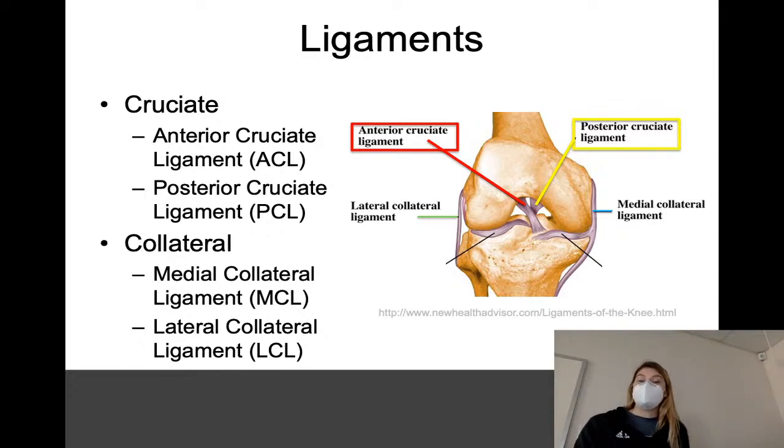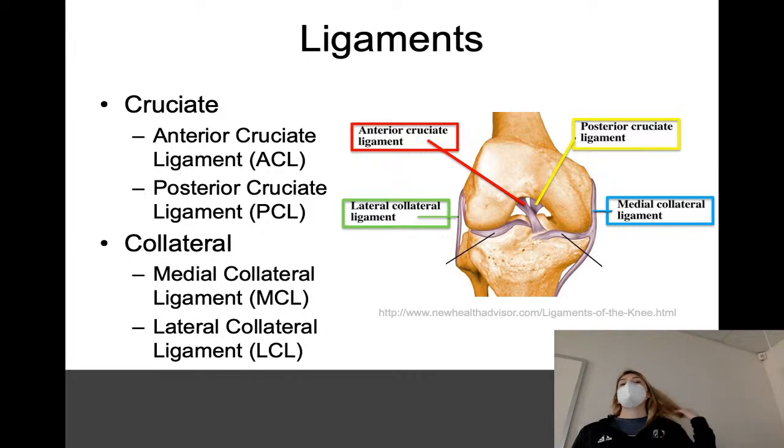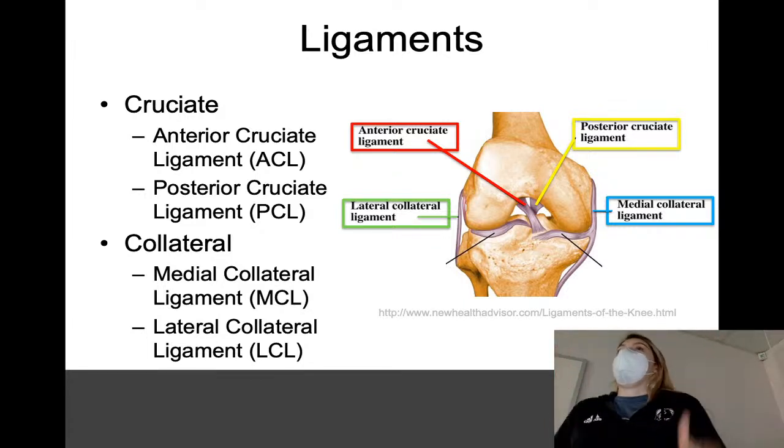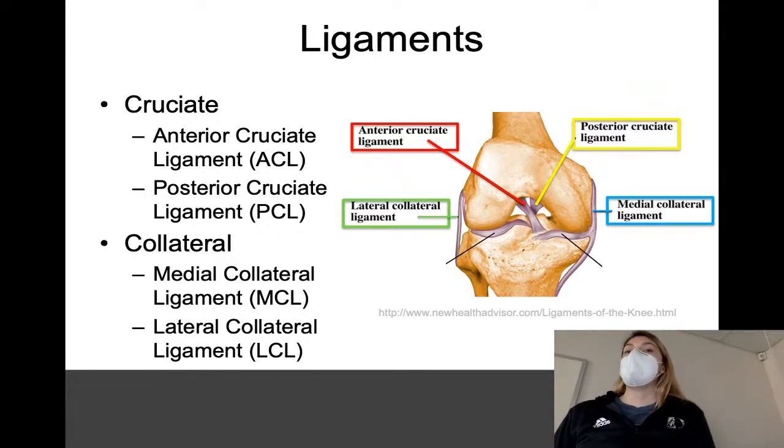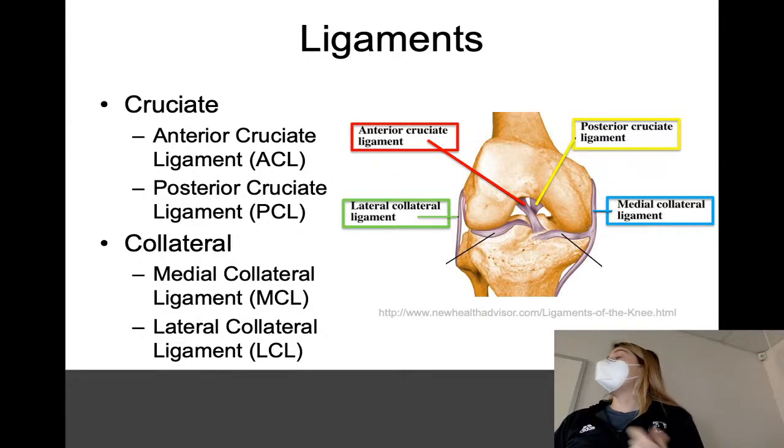Versus our collateral ligaments. So our collateral, basically, think of like parallel. So they're running collateral to each other in a straight line. So we'll have our medial collateral ligament, our MCL, and our lateral collateral ligament, our LCL, which these are pretty easy to identify because we know the fibula will always be lateral. So then we know this ligament is the lateral collateral ligament, LCL, and then this ligament will be medial collateral ligament, MCL, because it's on the medial side.